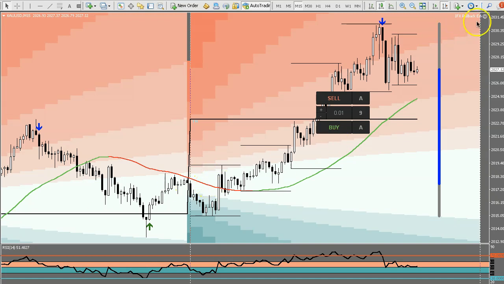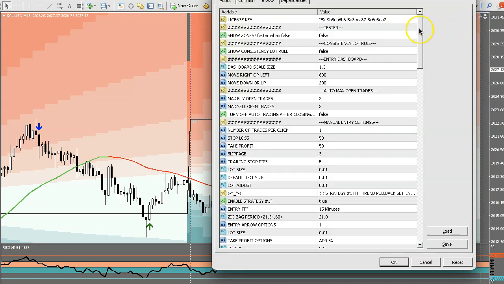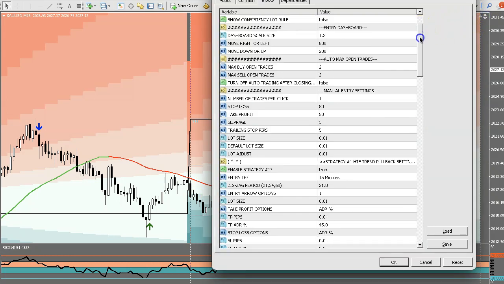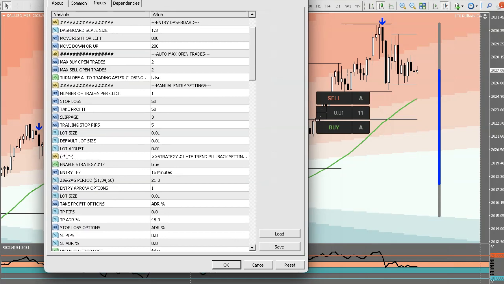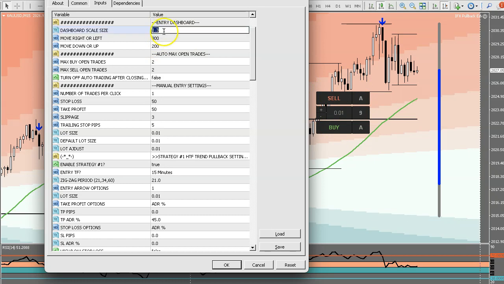So we have the settings here, and the settings are going to be very simple. All we have to know is that the entry dashboard, you're going to be able to modify it. If you want to move it to the right or to the bottom, the higher the number, the better. And the same thing here, you can scale this, make it bigger or smaller. You can change the number to make it bigger or smaller.